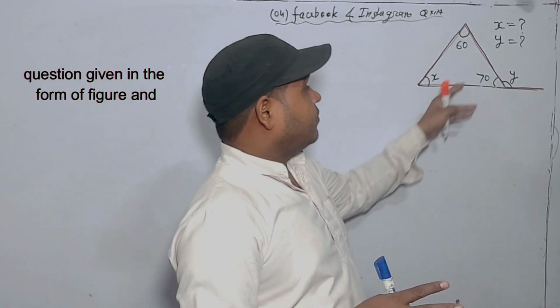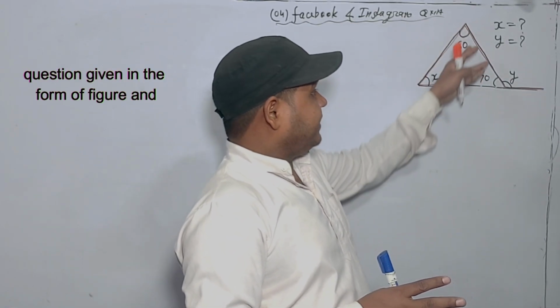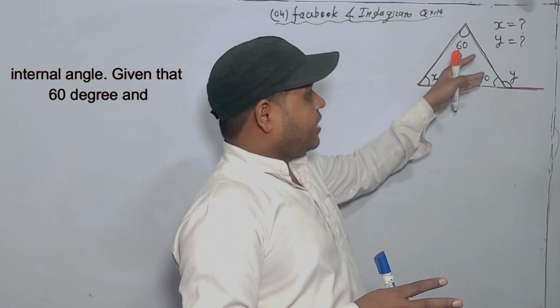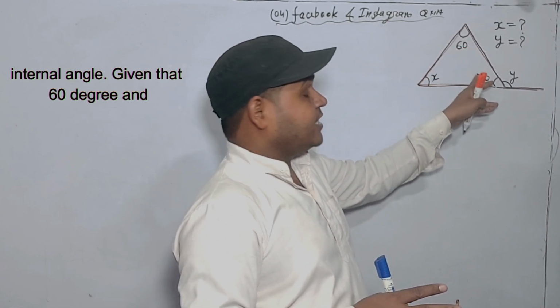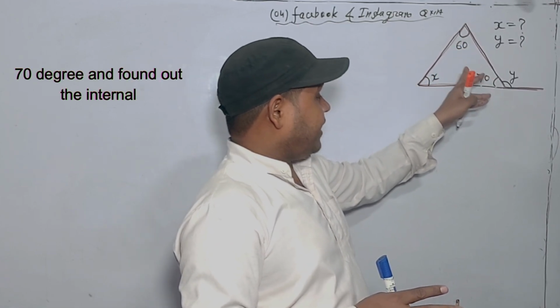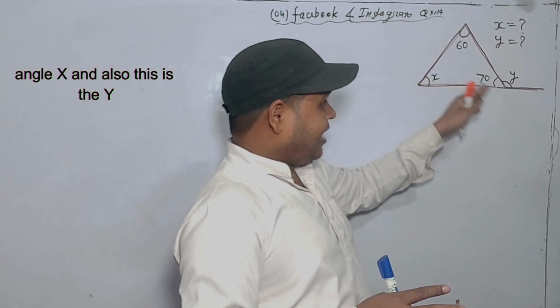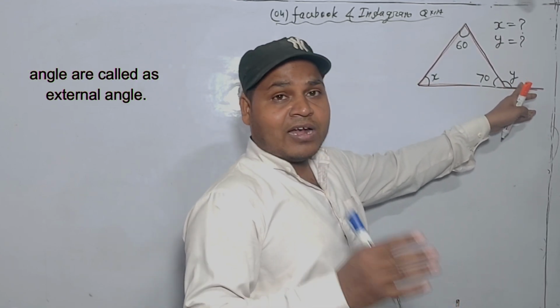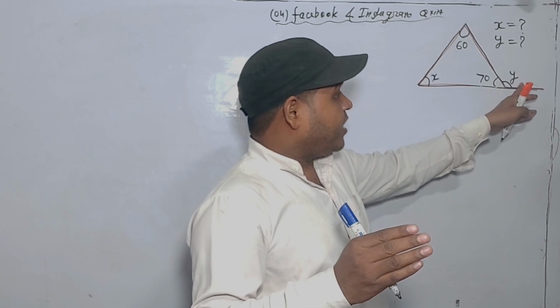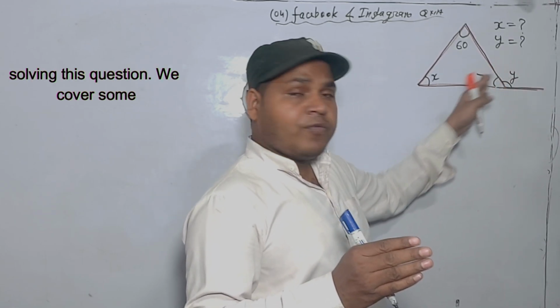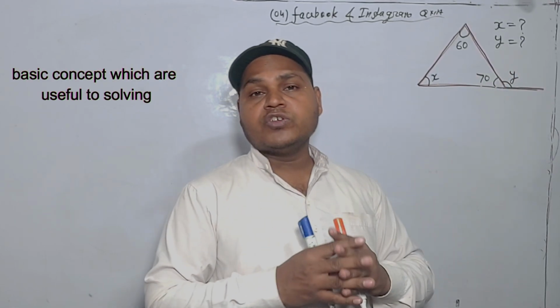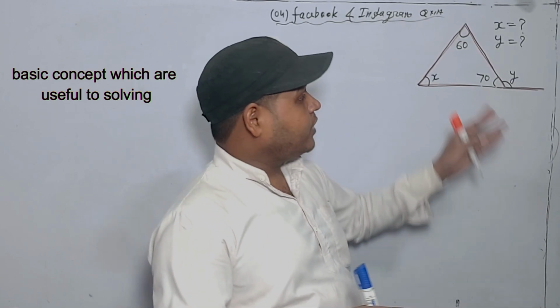This is the question given in the form of a figure. It is a triangle figure, and the internal angles are given as 60 degrees and 70 degrees. We need to find the internal angle x, and this y angle is called the external angle. Also find the value of y. Before solving this question, we cover some basic concepts which are useful for solving it.